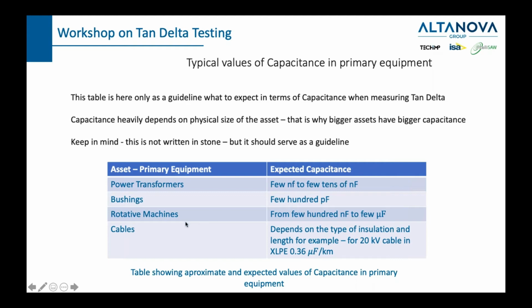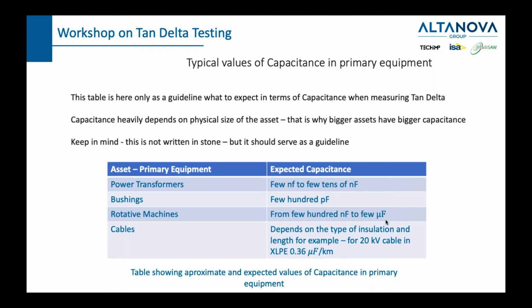Rotative machines can be big, and they are big, so they can have from a few hundred nanofarads to a few microfarads of capacitance. And then we have cables. Depending on the type, a cable can be long, short, medium voltage, high voltage, XLPE, or insulated in oil, all types of cables.